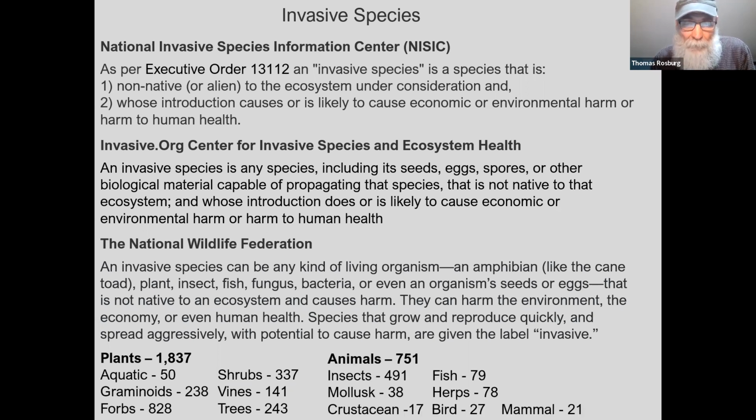In the animal kingdom, there are less than half as many, 750 or so. And not surprisingly, insects take the lead by a long ways there, almost 500 different species of insect that are invasive. And then the last group are pathogens, which is primarily fungi that cause disease in trees or other plants.